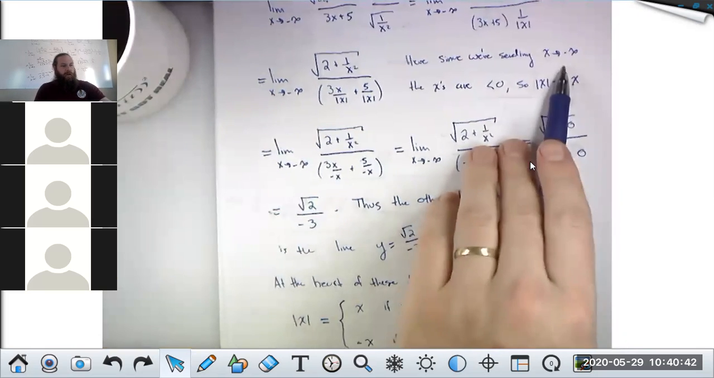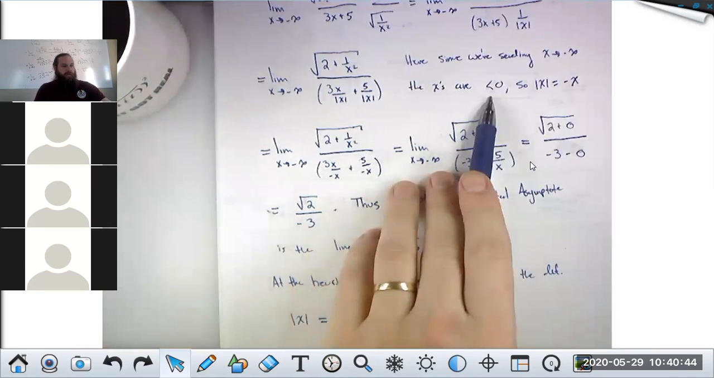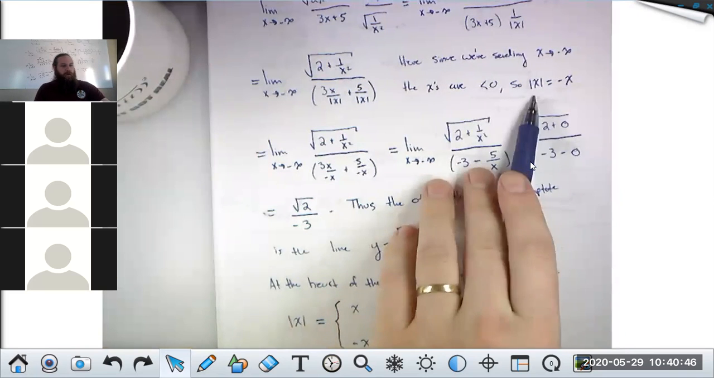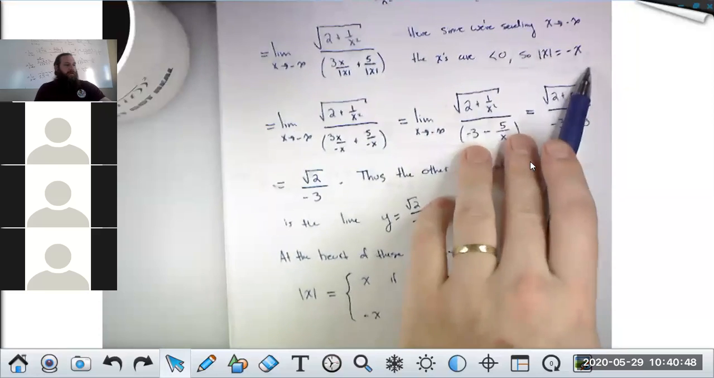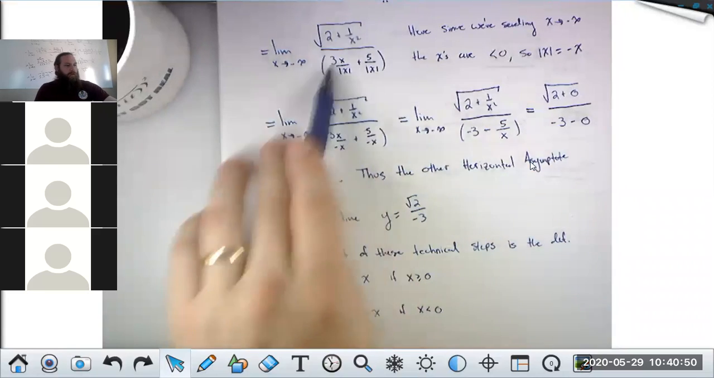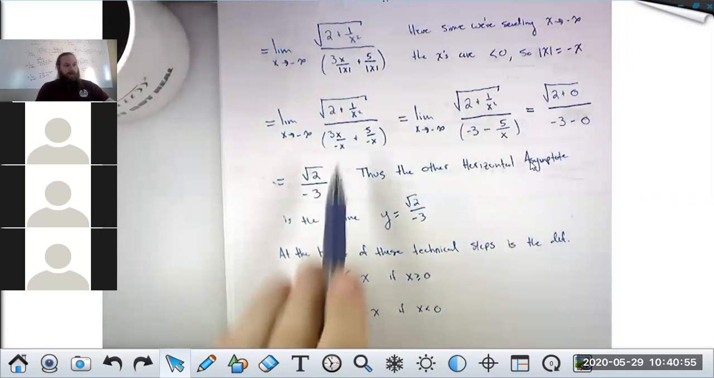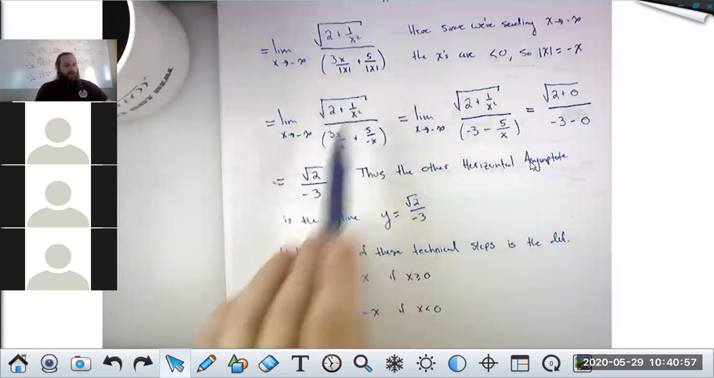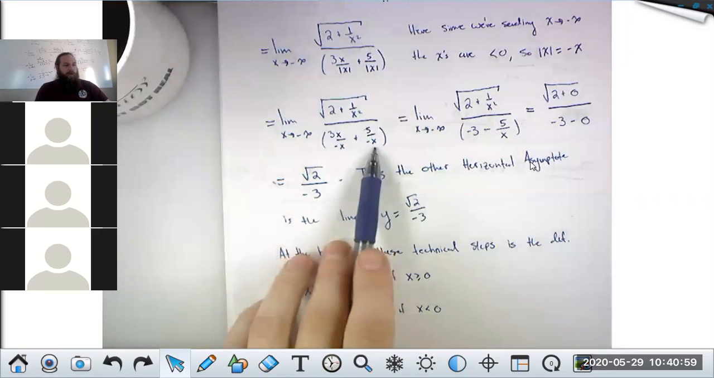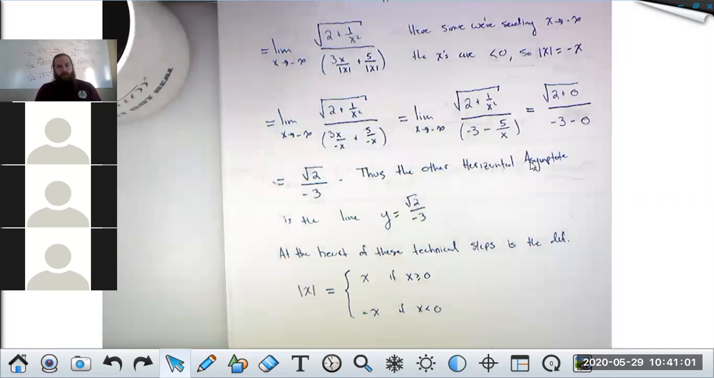Because I'm sending x to negative infinity, the x's are less than 0, which means the absolute value of x is negative x. So after playing around with my algebra, dividing top and bottom by the square root of x squared, I have my absolute value terms down here, which I can replace by the negative of x, because my x's are negative.